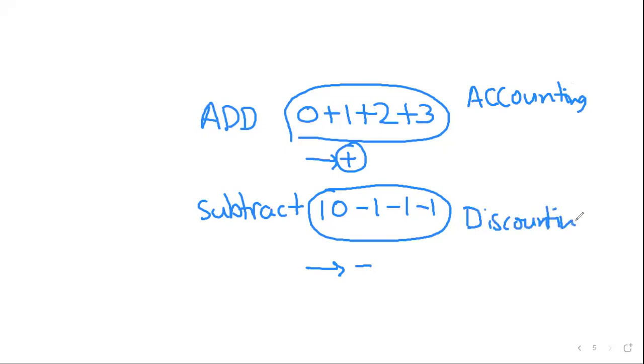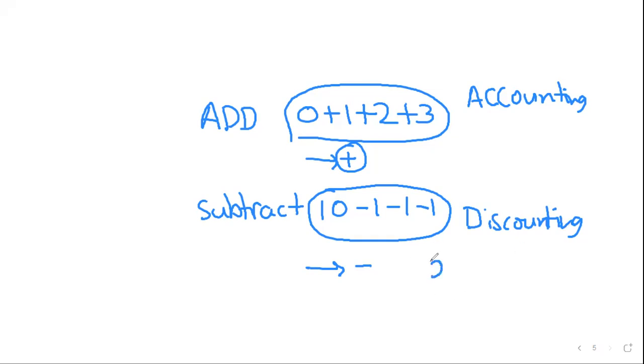Addition and subtraction are actually the same activity, just one is a mirror image of the other. When we add in accounting science, it's called accounting. We start with a small amount and we add one, and so on. With subtraction, we always start with a big amount, and then we slowly go backwards. We start subtracting. Now, what is discounting?